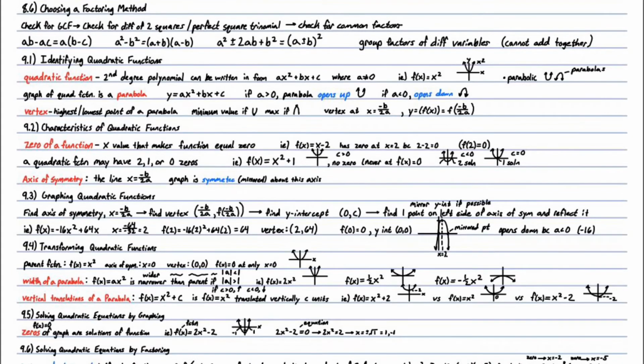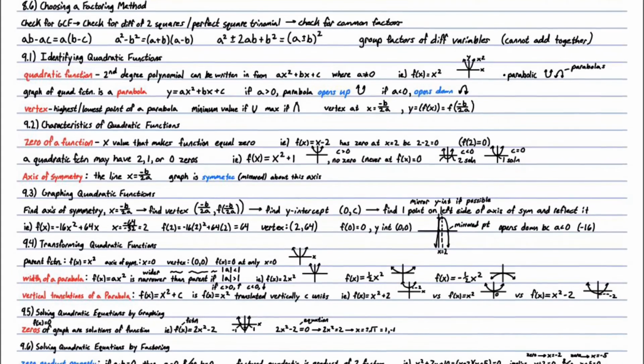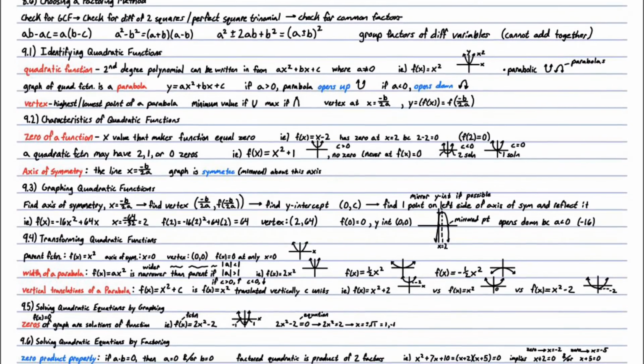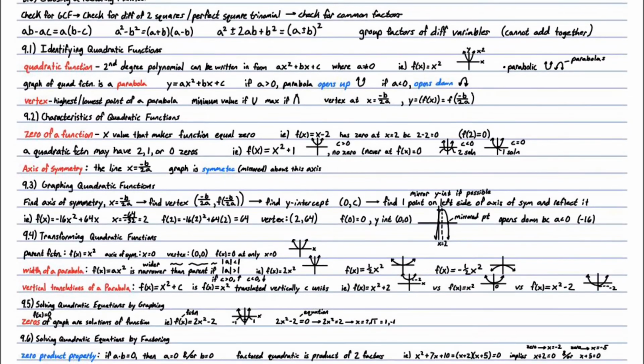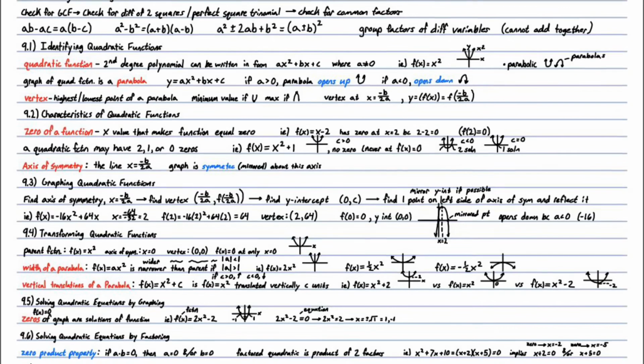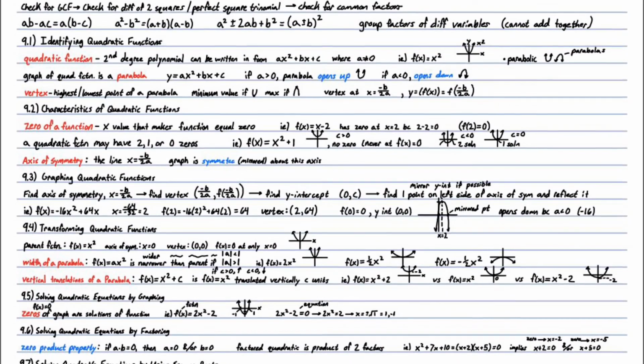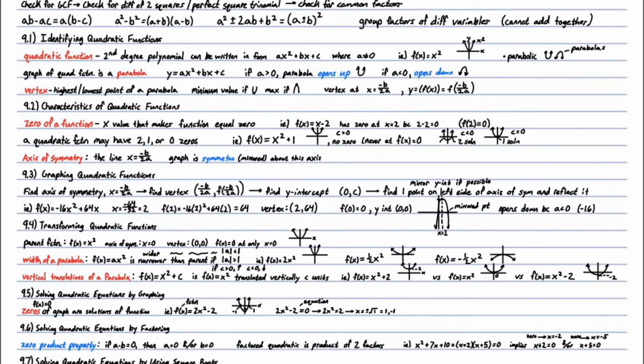Characteristics of quadratic functions. A zero of a function is an x value that makes the function equal 0. A quadratic function may have 2, 1, or 0 real zeros. If c is greater than 0, there is no 0. If c is less than 0, 2 zeros. If c equals 0, 1 0. Axis of symmetry is the line x equals negative b divided by 2a. The graph is symmetric about this axis.